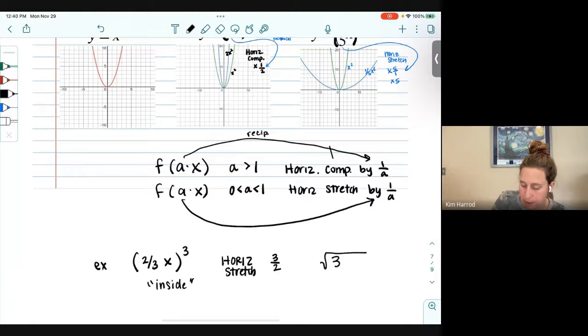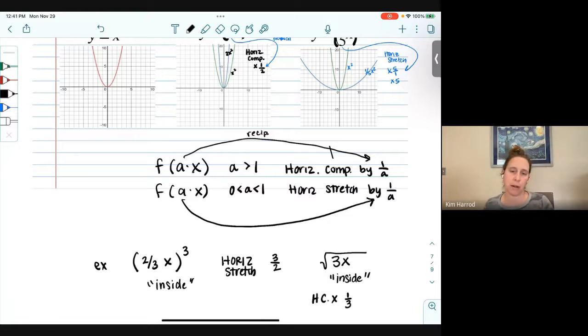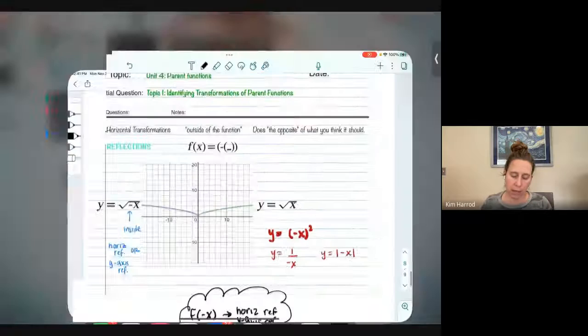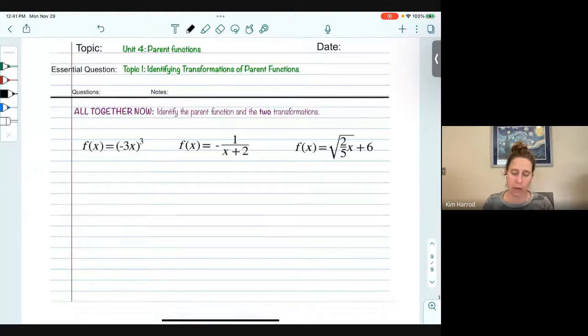Here's another example. Let's see. Yep. So this 3 is inside. I'm going to take the reciprocal of it, so it's going to be by 1/3. So we have a horizontal compression by 1/3. So what our goal is going to look like on today's assignments is you're going to see a combination of things like this.